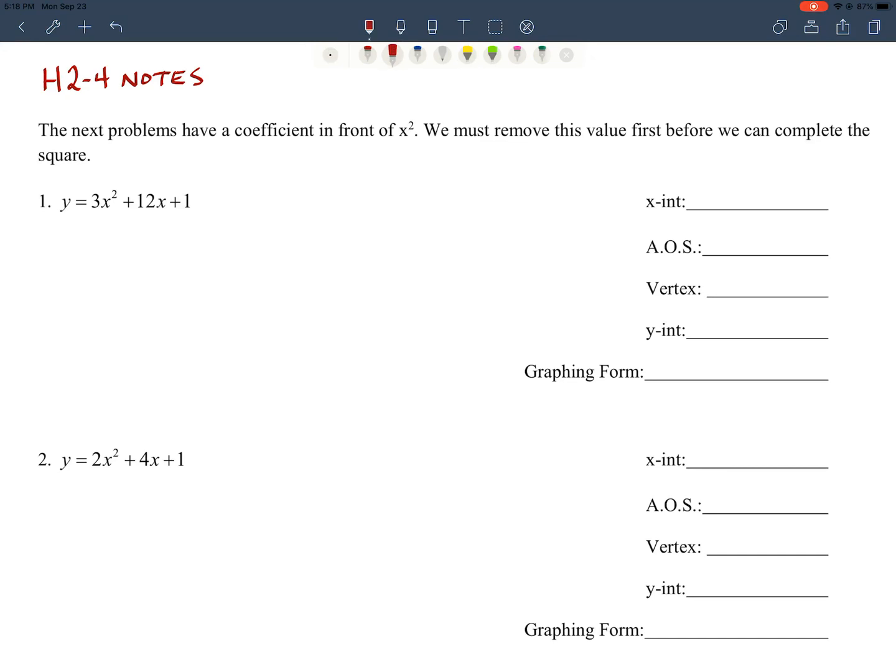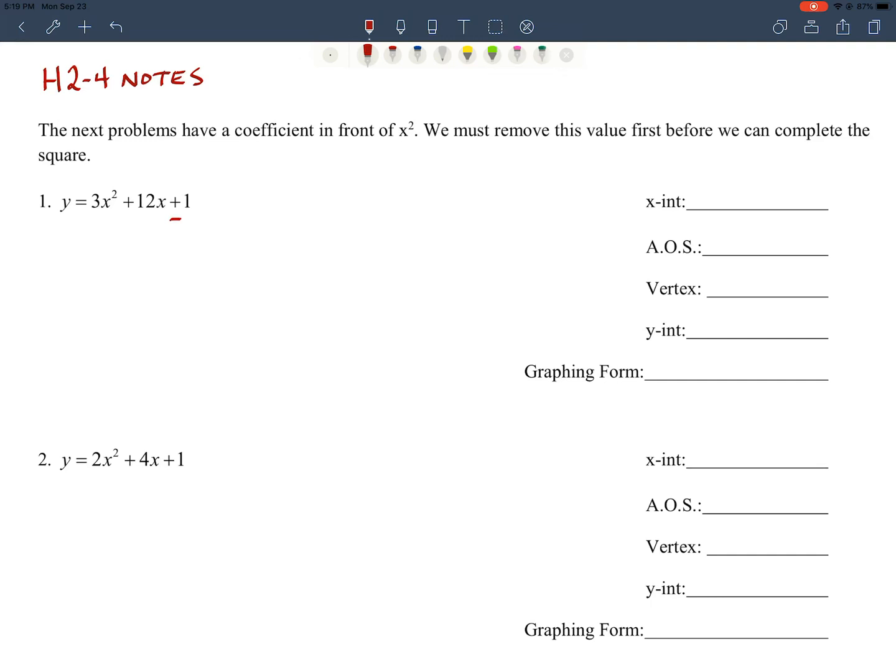So our first problem that we have here, we have y is equal to 3x squared plus 12x plus 1. Now this one's a little different here than the ones on the other side because we have this a value that is 3. So to do this, we're going to start out by completing the square, but we have to get our equation set up to be able to do that first.